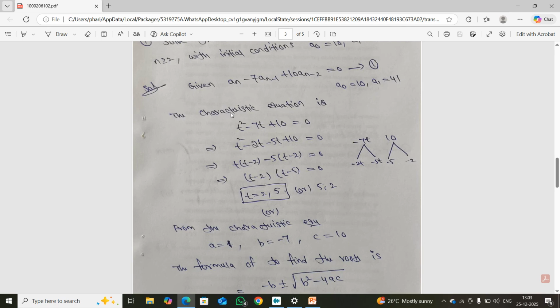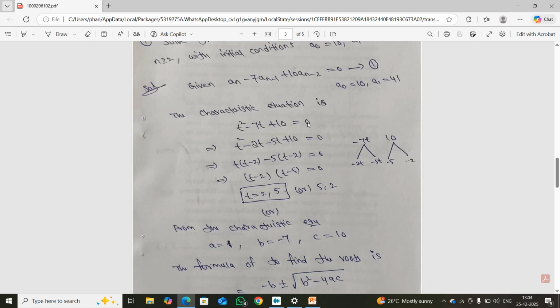Now, by using the characteristic roots method, the characteristic equation is t square minus 7t plus 10 equal to 0, since the order is 2. The quadratic equation also starts from 2. The first term is t square, the second term is the t term with a constant, that is minus 7t, and the last one is only the constant term. In a quadratic equation, there is the x square term, the x term and the constant term. Here the order is 2, that means t square minus 7t plus 10 equal to 0.